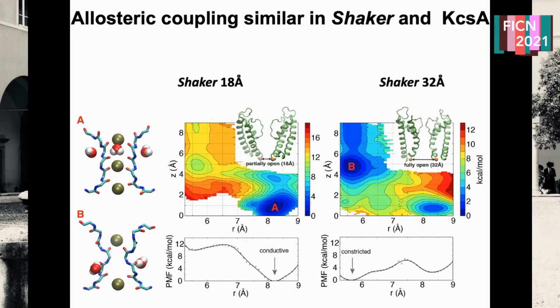And you can see that when you have a channel that's open, like this is basically like the Kv1.2 crystal structure, right? So this is 18 angstrom. The conductive state is more stable. You would have only a metastable state here. You'd basically go back to the conductive, which we observe in our molecular dynamics. Now, if you open to 32 angstrom, like we did in our model, now the constricted state is the most stable. You could start conductive, and it basically will make a transition, and presumably this would be more stable.